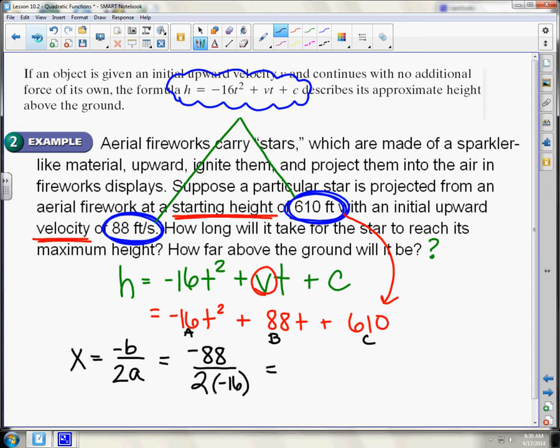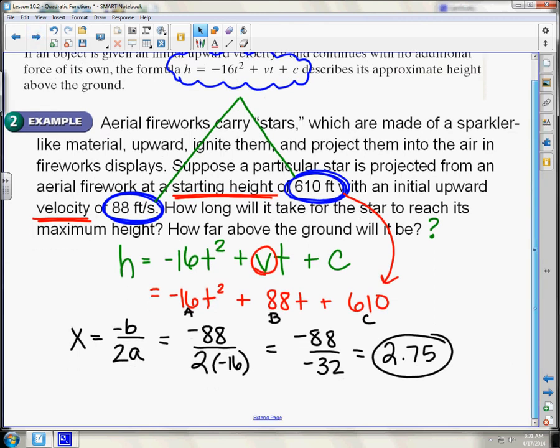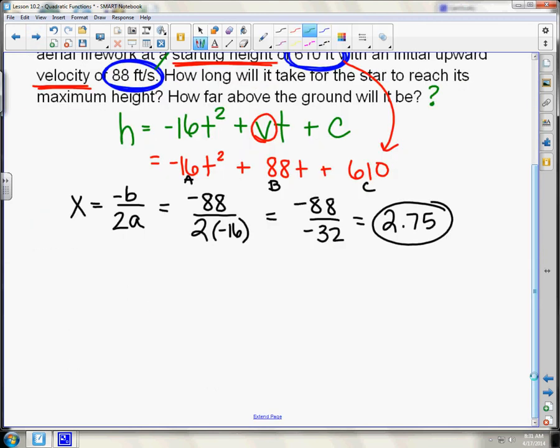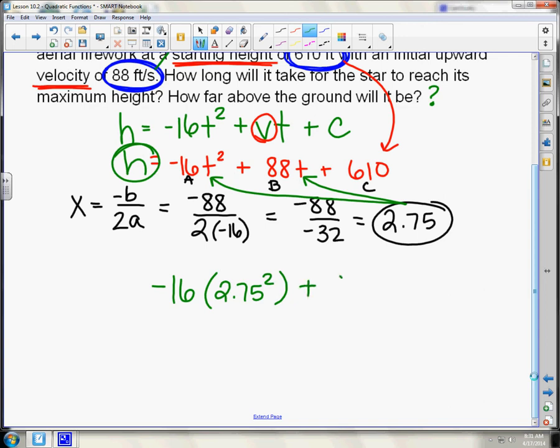So now you have negative 88 divided by negative 32, and you get 2.75. Now, 2.75 is your x or your t. So what you do is you found that, and you're going to plug that into this equation right here, and then that will give me my h. So I have negative 16 times 2.75 squared plus 88 times 2.75 plus 610.